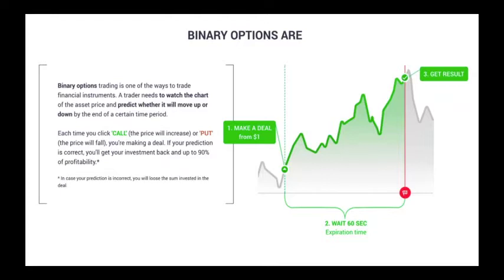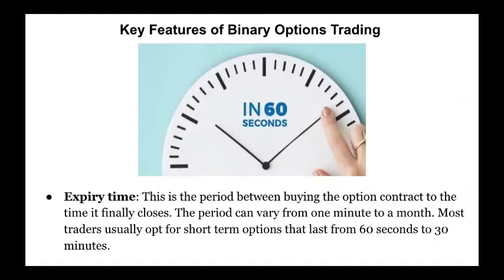Each time the trader clicks call, the price will increase, or if the trader clicks put, the price will fall. You are making a deal. If your prediction is correct, you will get your investment back and up to 90% of profitability. In case your prediction is wrong or incorrect, you will lose the sum invested in the deal.